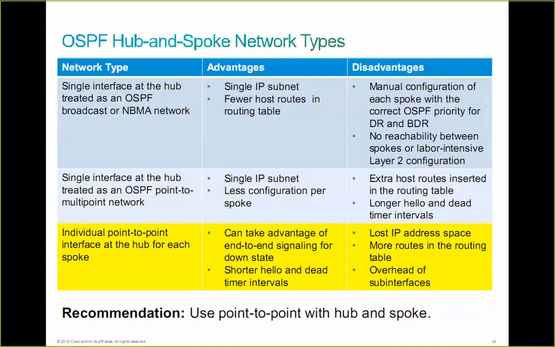So what we're seeing on this slide is a table that talks about the different advantages and disadvantages of using OSPF in a hub and spoke network. We actually have several different choices for the type of network we decide to use. For example, a single interface at the hub, meaning we're not using sub-interfaces, we're using a single physical interface at the hub. That gets treated as an OSPF broadcast or a non-broadcast multi-access network.